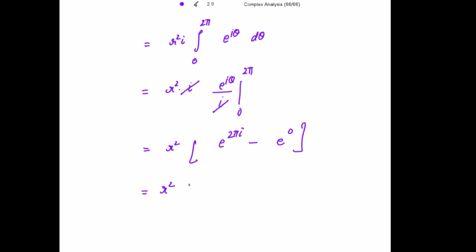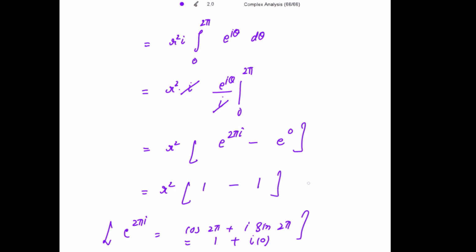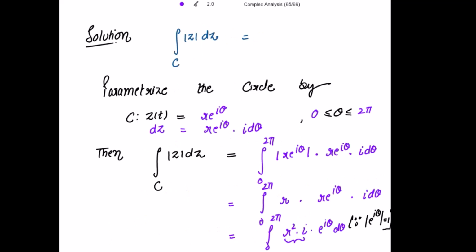So this is r squared into, what is e^(2πi)? This is cos of 2π plus i sine of 2π using Euler's formula. So that is equal to cos of 2π is 1, plus i sine of 2π is 0. So this is 1 minus e^0, which is 1. So that is equal to r squared into 0, that is equal to 0. So we are getting this integral to be equal to 0.